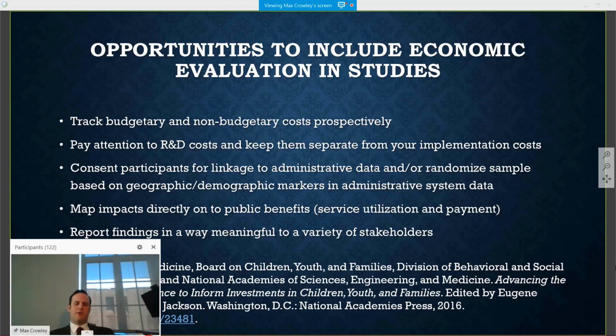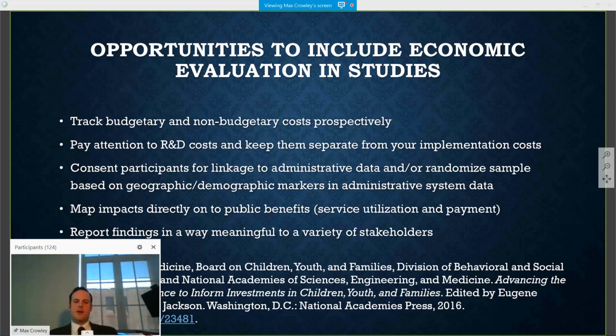Further, in that vein, mapping impacts directly on the public systems, both in terms of service utilization as well as actual payment. One particular area to pay attention to for us in the health space is not only looking at the payment data in terms of claims, so insurance data, administrative data in terms of the payment of the insurer, right, but also of the patient themselves, the participant in the trial, and understanding those impacts is particularly important, as well as reporting findings in a meaningful way to a variety of stakeholders.